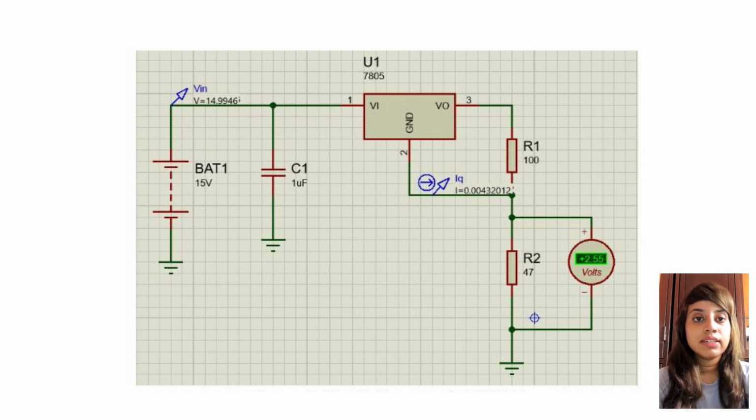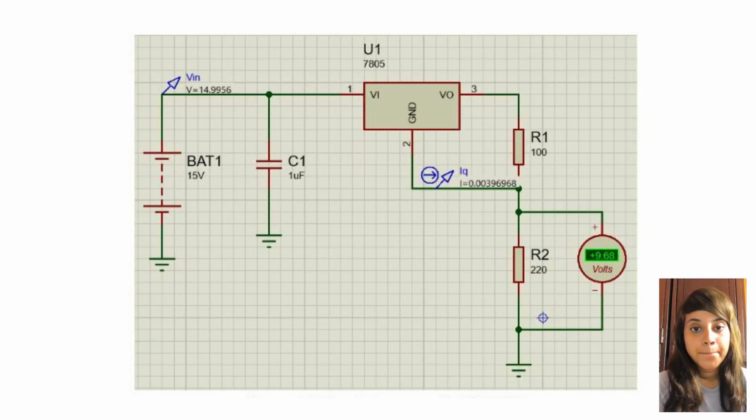So this is the circuit for the 47 ohm resistor with an output voltage of 2.55. Next, this is the circuit with the resistor of 220 ohm with an output voltage of 9.68.